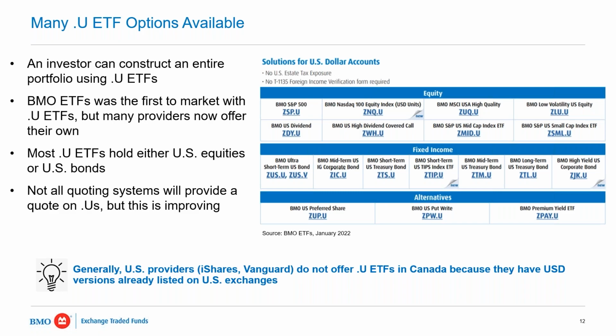And then secondly, if you are looking at a US provider that does list ETFs here in Canada, like an iShares or a Vanguard, they usually don't have .U ETFs. The reason being is because they already have those ETFs listed in the US. So thinking about SPY, for example, wouldn't offer a .U ETF here.